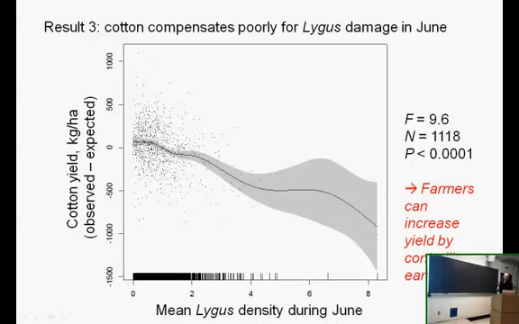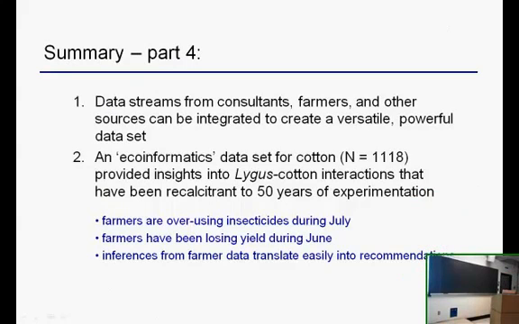Okay, so I'm just about done here. So here's the summary of part 4. We worked with this ecoinformatics framework to incorporate data streams from consultants and farmers and other sources to create this versatile database. We built a database that was much larger than what we could generate with our own hands, and it really helped us sort out this long struggle to understand the impact of Lygus on cotton. And we think that farmers have been wasting money on unnecessary sprays and losing yield by not treating the populations as aggressively as they probably should.